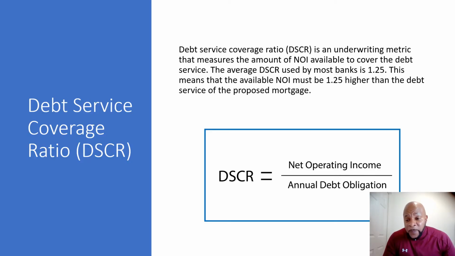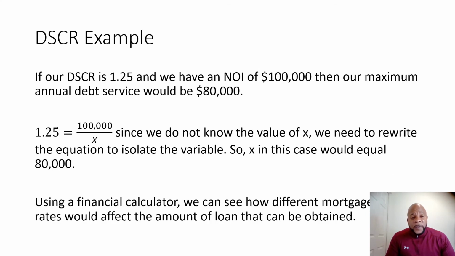Our third metric is debt service coverage ratio. It is an underwriting metric that measures the amount of NOI available to cover the debt service. The available DSCR used by most banks is 1.25. In some deals, you might get as low as 1.2, and in some as high as 1.3, but the average is around 1.25. This means that the available NOI must be 1.25 times the debt service of the proposed mortgage. In our example, if our DSCR is 1.25 and we have an NOI of $100,000, then our maximum annual debt service would be $80,000.